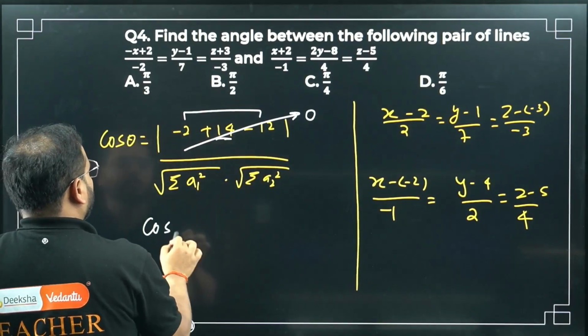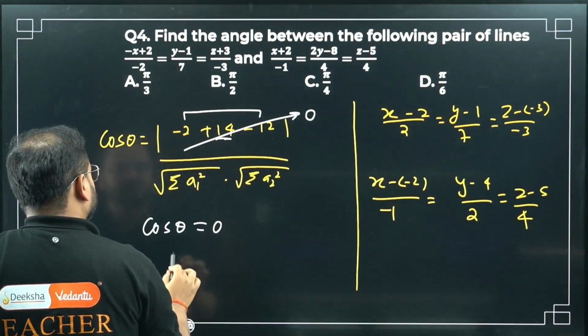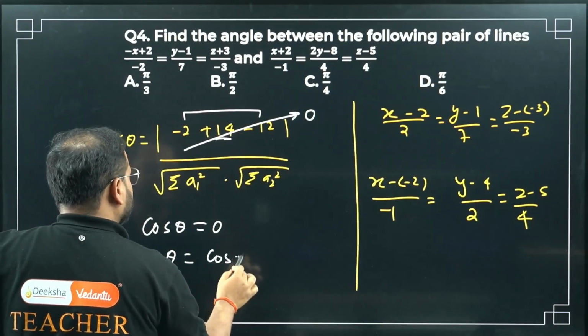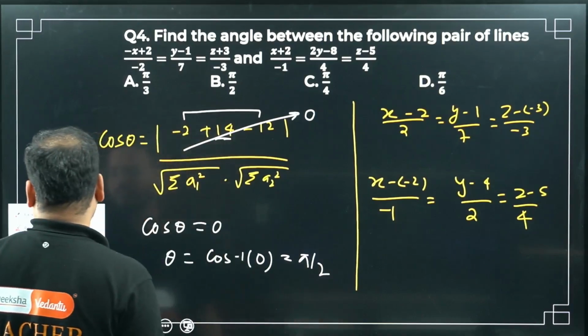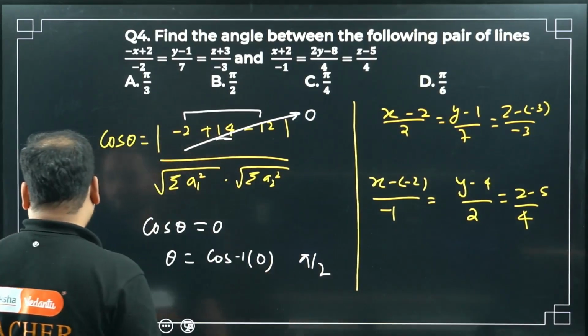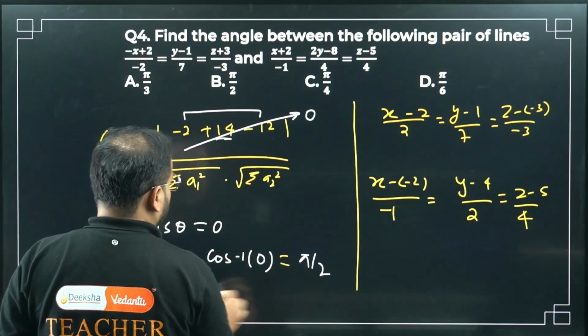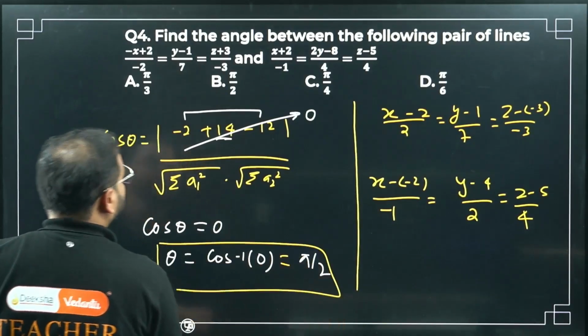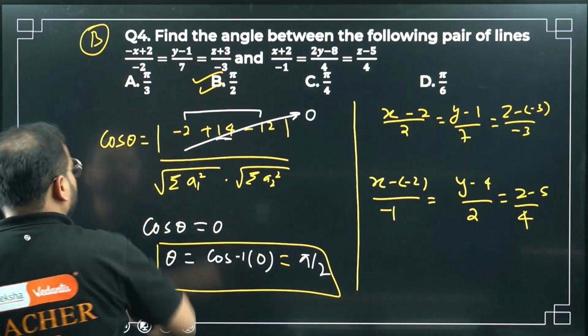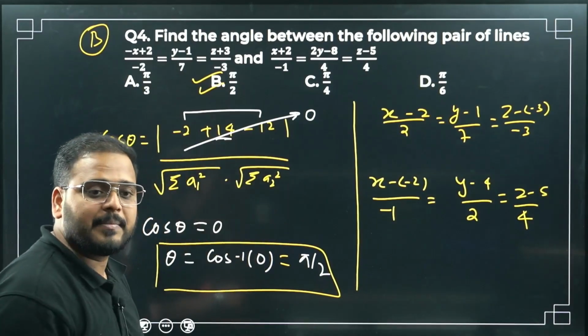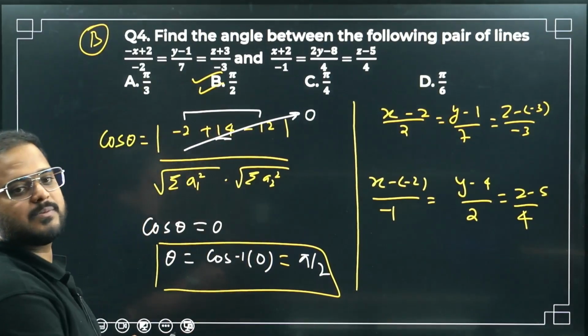So I'm getting cos theta equals 0. Theta equals cos inverse of 0. How much is that? Perpendicular lines. They are perpendicular, so pi by 2. The answer is pi by 2, option number B. 90 degrees, right? Perpendicular, option number B is the correct answer. Please have a look. I hope this is visible to you.